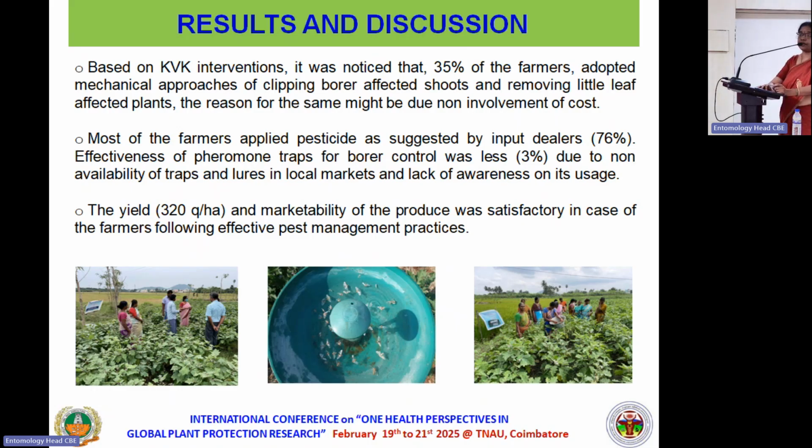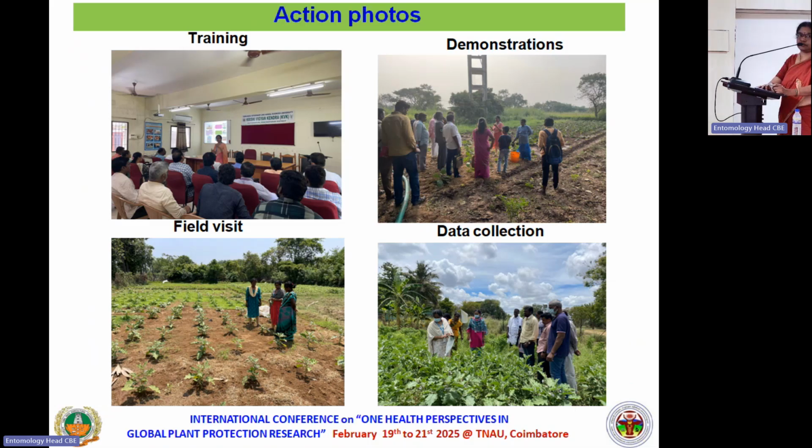Compared to the farmers' method of practice, KVK intervention gave nearly 9% yield increase, and a yield of nearly 320 quintals per hectare was obtained, which was very satisfactory for the farmers. Next slide, please. These are some of the action photos of our interventions.